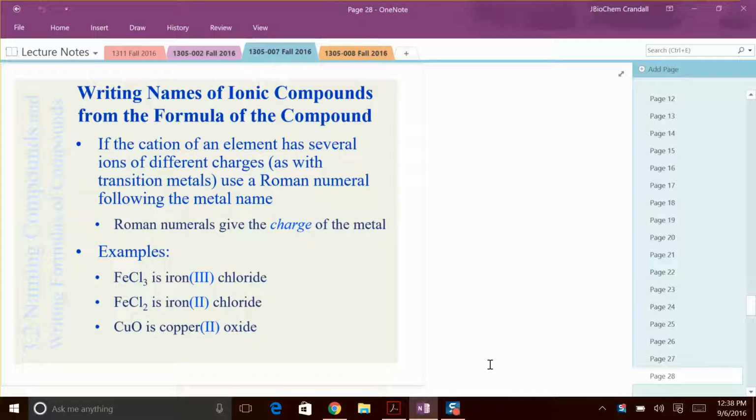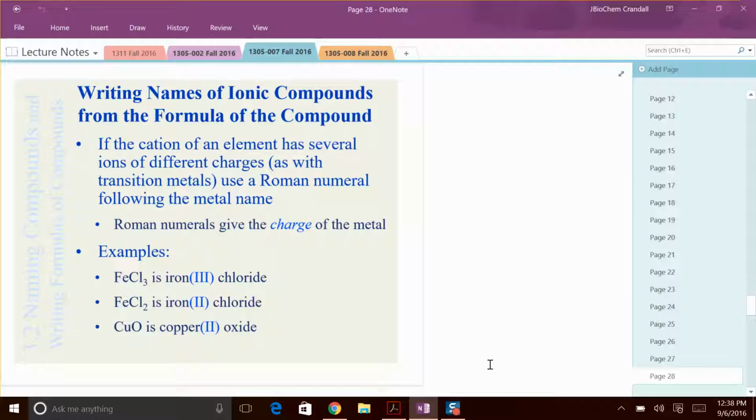And who remembers how we could do that? How can I distinguish between those two things? Okay, if it has a metal in the compound, it's ionic. Okay, that's the first way. The second way is if you have more than two elements in the compound. If you have three, that means there must be a polyatomic ion, which means your compound is ionic. Okay, so that's the second way.